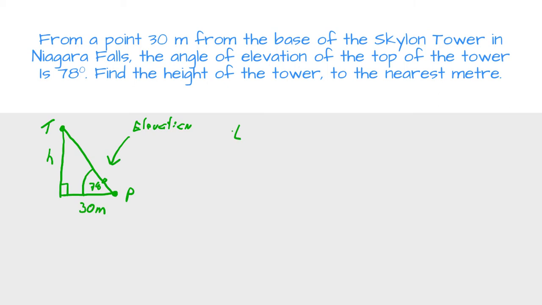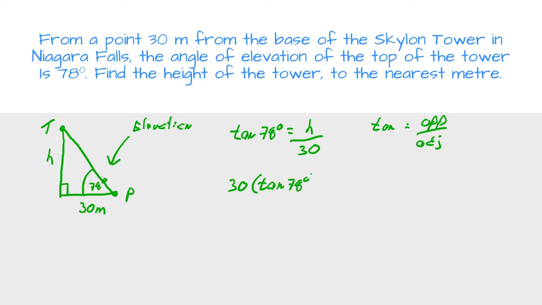So I can use tangent. Tangent 78 degrees equals my unknown height divided by 30. Remember that tangent is opposite compared to the adjacent. Solve using cross multiplication, and we're going to go to the nearest meter. So in this case, h is going to be 141, and that's an approximation.